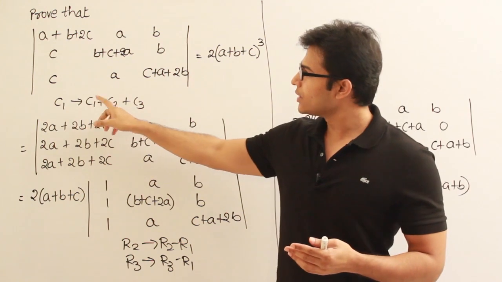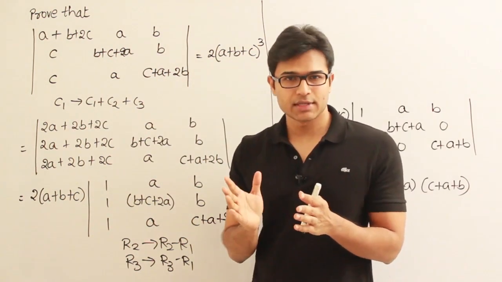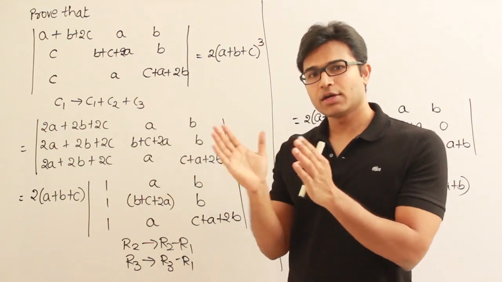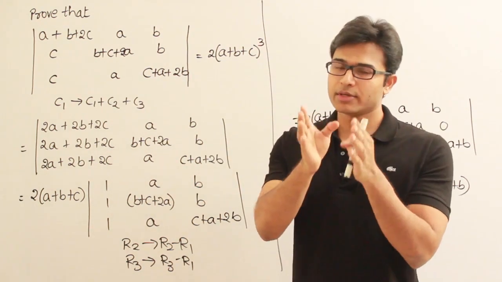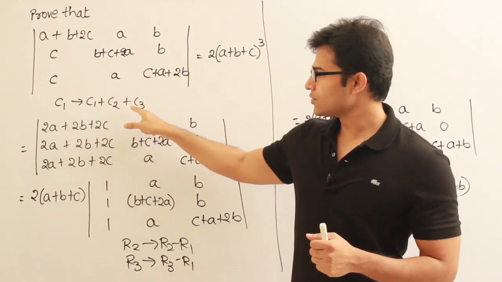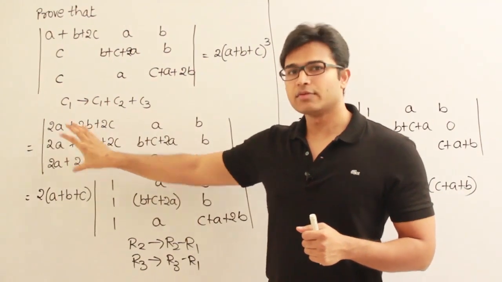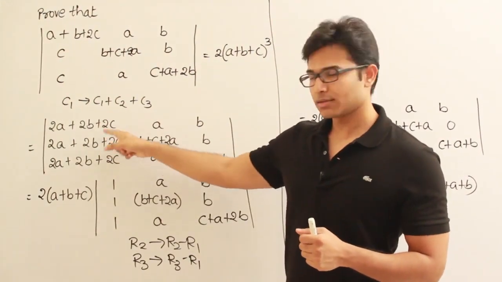Therefore, whenever this happens, what we should do is sum up all the columns and then replace it in place of one column. So I'm going to do the same. I'm going to sum up C1, C2, C3, sum up all the columns, and I'm going to replace it in C1. Therefore, I got this, right?